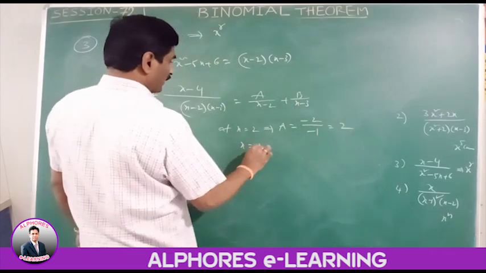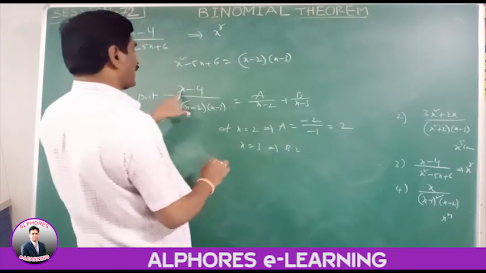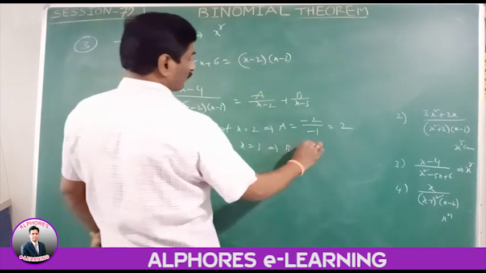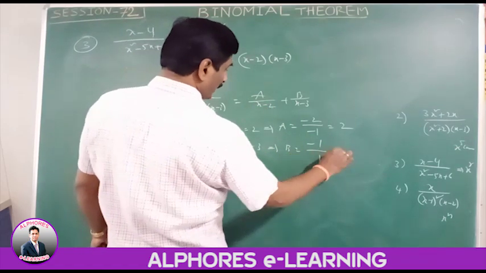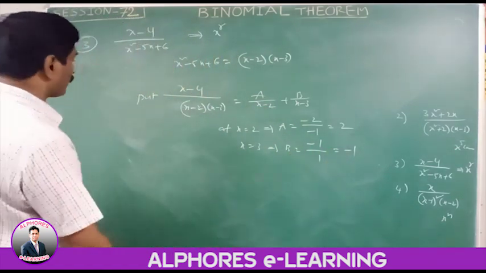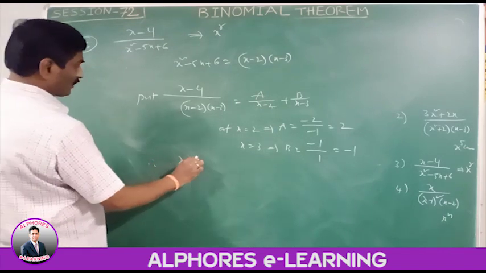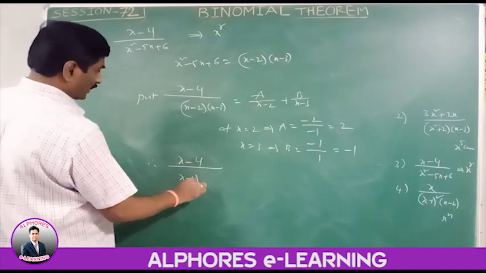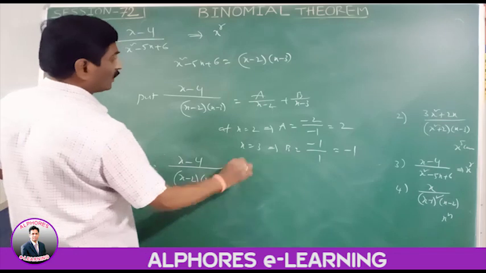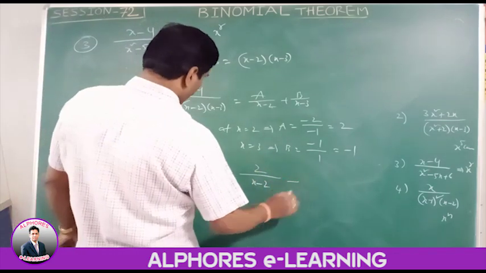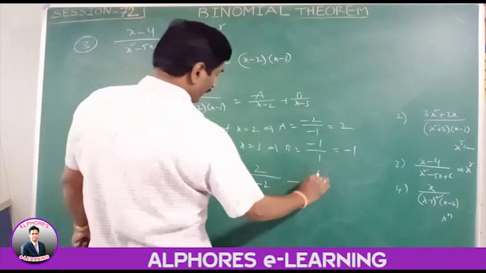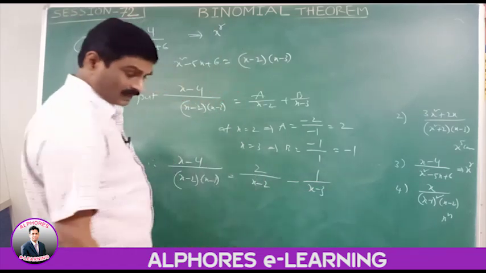At x is equal to 3, b is equal to, substitute 3 in this value, minus 1 by, here 3 minus 2 means 1. That is equal to minus 1. Therefore the partial fractions of this equation are (x minus 4) by (x minus 2) into (x minus 3) is equal to 2 by (x minus 2) plus, what is the value of b, minus 1 by (x minus 3). Please note this value.